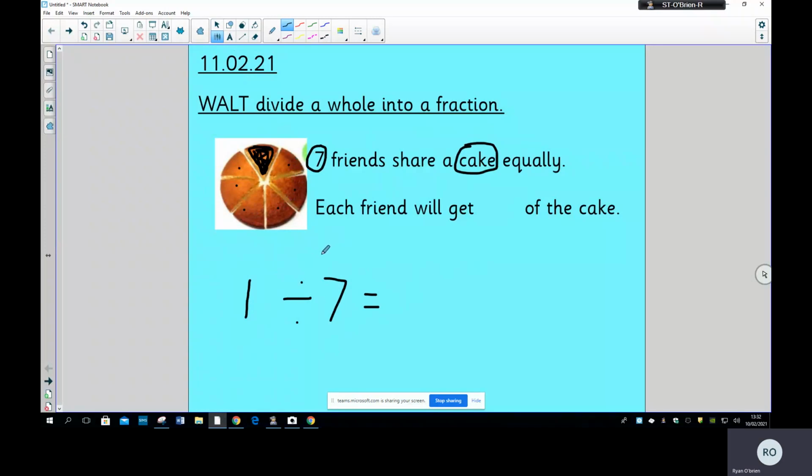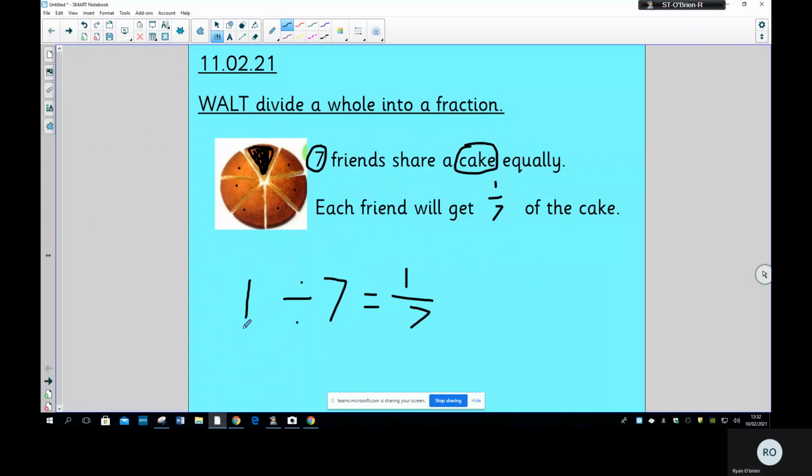Now we need to write the answer as a fraction. So if there's one cake shared between 7 people, then each person gets 1 slice out of 7. There's your fraction. 1 slice out of 7, 1/7. And that's how we divide a whole number by a number to make a fraction. Each friend will get 1/7 of the cake. That means I get 1 out of the 7 slices, and that makes perfect sense, doesn't it? So that's what we're looking at today.